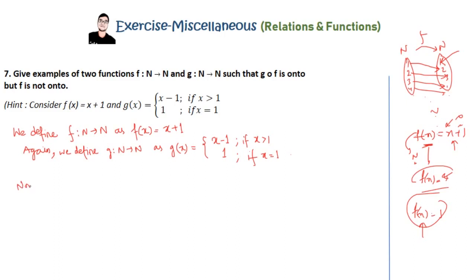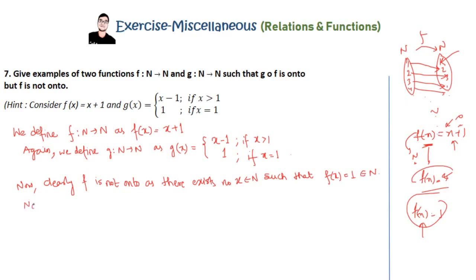Now clearly f is not onto, as there exists no x in the domain such that f of x is equal to 1, which also belongs to the natural numbers. So f is not onto.